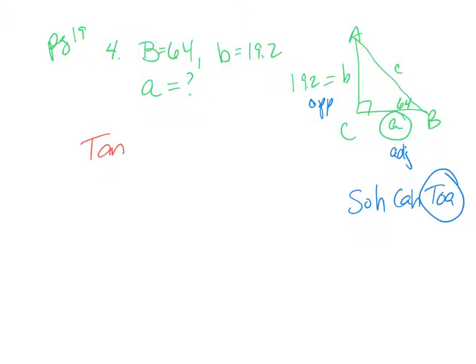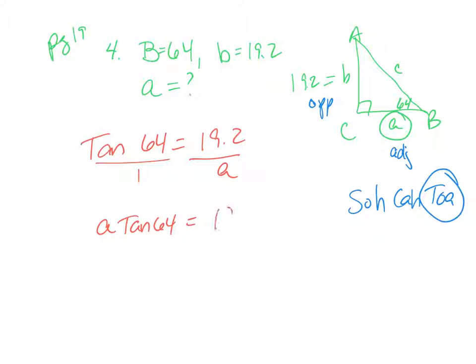Tangent of the angle equals opposite, 19.2, over adjacent. And you have to watch this one because when you cross multiply, you're going to have the a with the tangent. So just let the math take you there. You have a tangent of 64 equals 19.2. So when you're leaving the a alone, you have to divide by tangent of 64. And you should get the answer of 9.4. See if you get that.